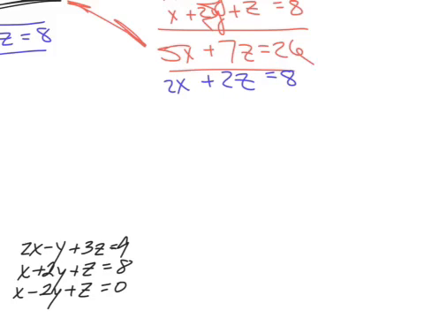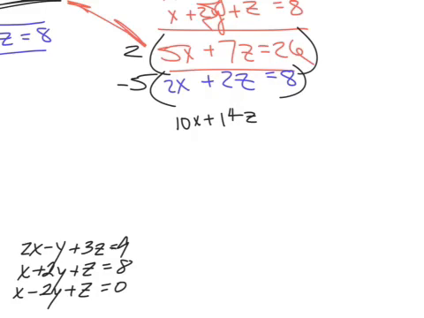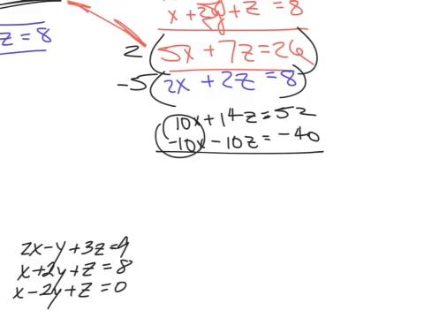Alright, so we're going to multiply the top by 2. And let's multiply the bottom by negative 5. And that'll give us a 10 here and a 10 here that'll cancel. Alright, so the top will be 10x plus 14z equals 52. And negative 10x minus 10z equals negative 40. So those go away. That becomes 4z, and that becomes 12. So z then equals 3.